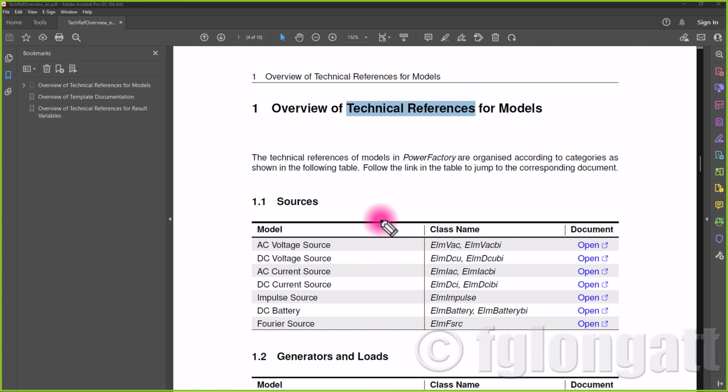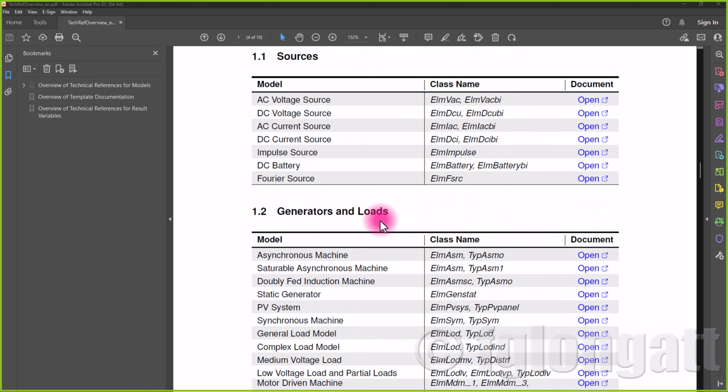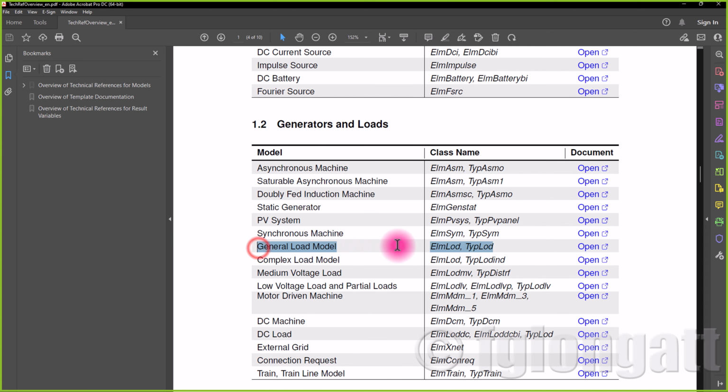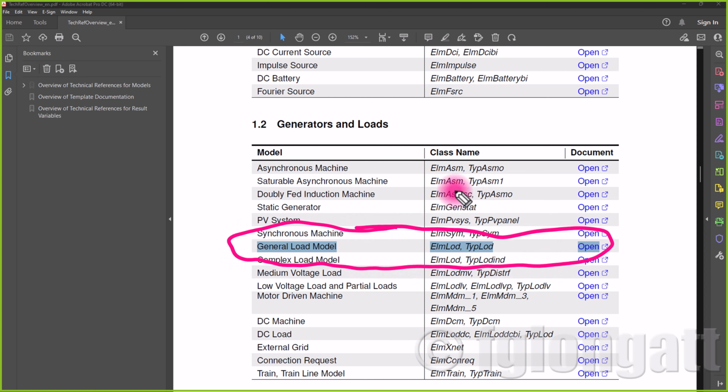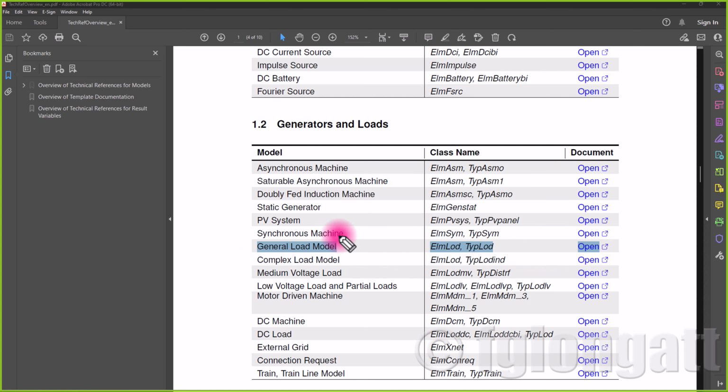And inside the technical references, in plural, here we have the general load model. The general load model is the name of the model that we are using for the loads. We need to be honest, there are more models for loads inside PowerFactory. However, the other loads, like the complex loads or medium voltage loads, are far away from the basic conversations about PowerFactory. And I will focus on this general load model, and I will open the technical reference, okay?